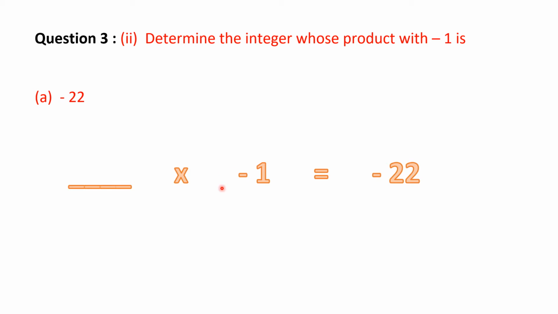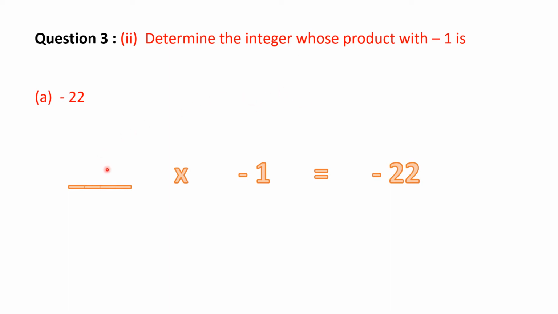Means what? Let me break down the question for you. Look here. We have to find out the integer whose product with minus 1 is minus 22, okay. Look at the red mark, look at the pointer, it's circling, right? Look at this when I'm explaining, because I'm explaining everything that's in the question.